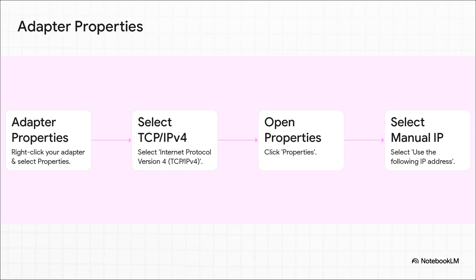Now, you'll see a list of your network connections, like your Wi-Fi or your Ethernet cable. Just find the one you're actually using, right-click on it, and go to Properties. In the little list that pops up, you're looking for Internet Protocol version 4. Select that, hit Properties again, and boom, you've arrived. This is where you flip the switch from automatic to manual control.